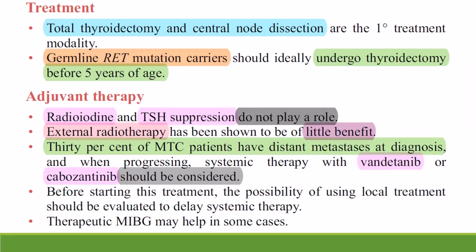Another treatment modality is radioiodine. Radioiodine is not used for management of medullary thyroid carcinoma. This is very important. TSH suppression is not used for medullary thyroid carcinoma. So radioiodine and TSH suppressive therapy are unique to differentiated thyroid carcinoma only. In a patient with medullary thyroid carcinoma, we give thyroxine as replacement therapy, not suppressive therapy.